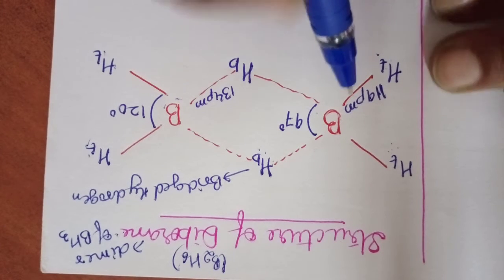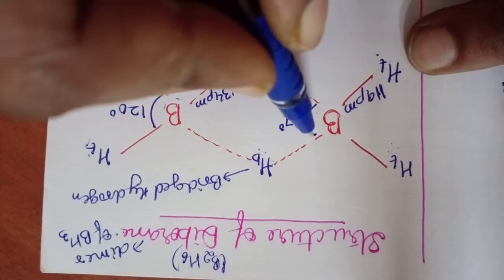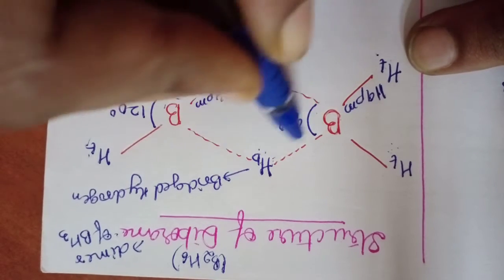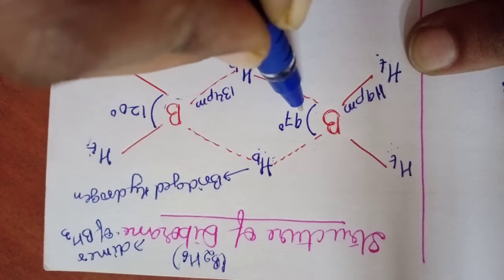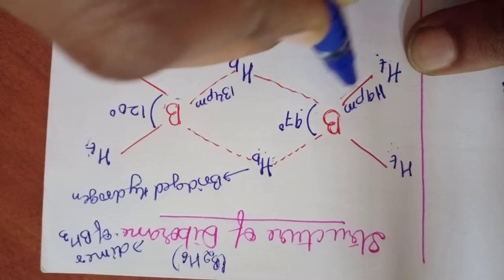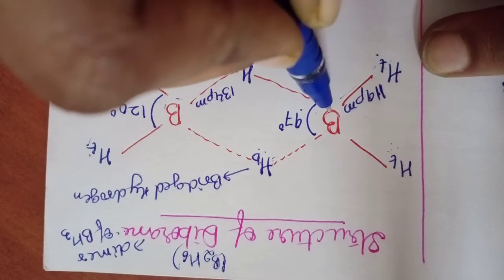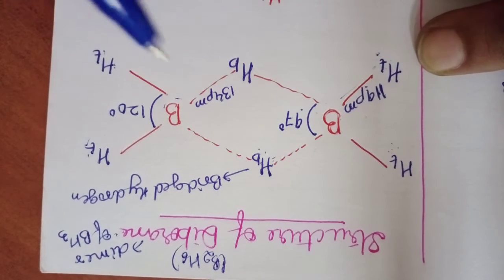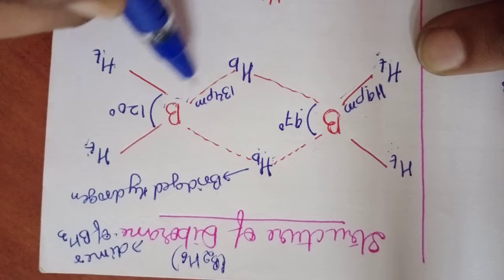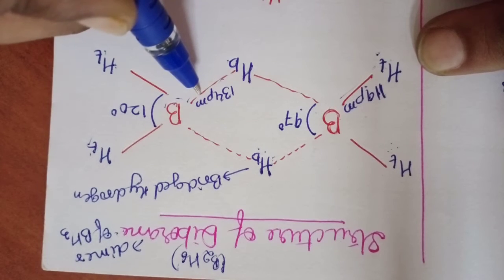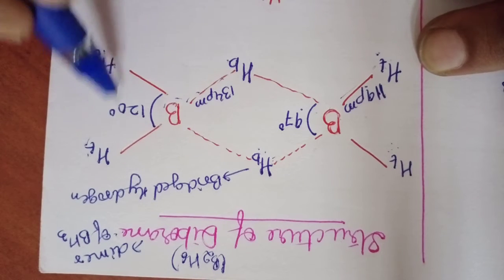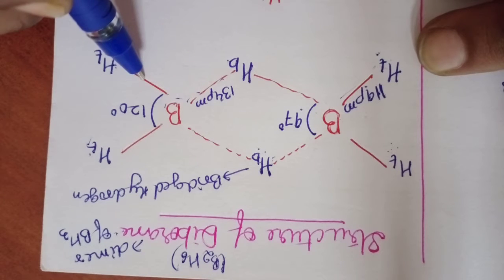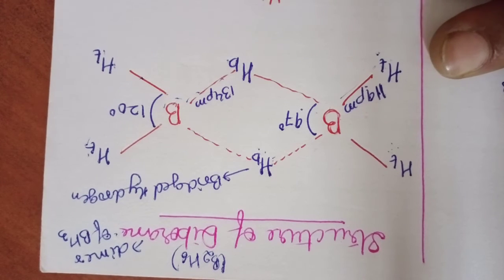In this structure you have to remember that the bond angle of BHB is 97 degrees, and the bond length of boron with the terminal hydrogen is 119 picometer, whereas the bond length with the bridged hydrogen is 130 picometer. And on the next side, the bond angle is 120 degrees. This you have to remember.